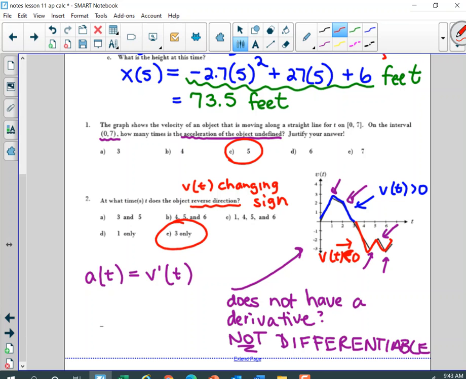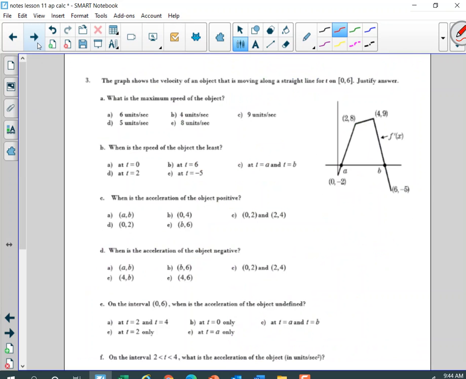Direction changes occur when velocity changes sign. Be really careful. Sometimes we like to say direction changes happen when velocity equals 0. That's not true. Velocity equal to 0 is a stop. That doesn't automatically indicate a direction change. All right, so those are the 2 questions on the first graph.